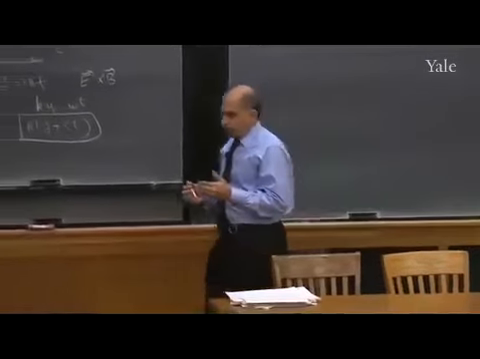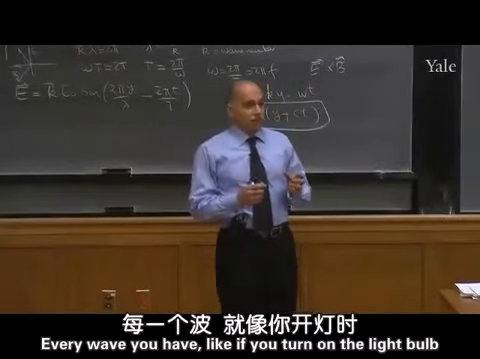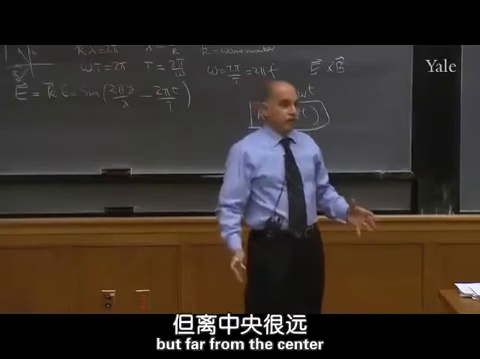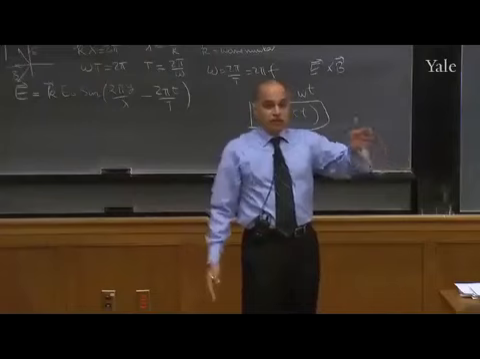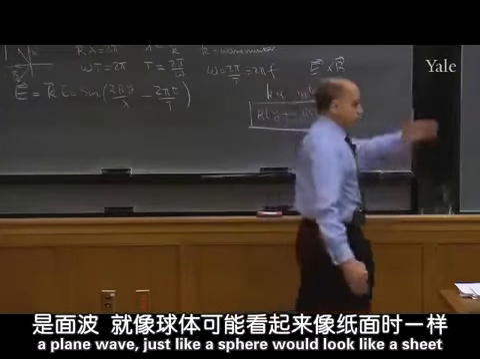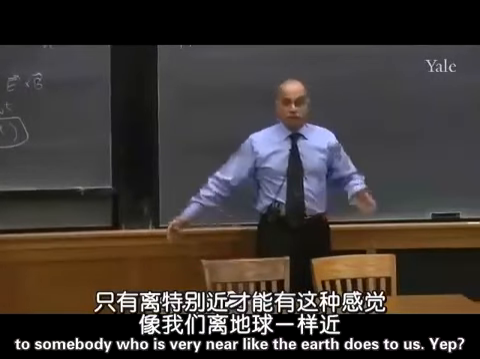Actually, I should amend myself. Plane waves are an idealization. Every wave you have, like if you turn on the light bulb, the waves go out spherically from the center. But far from the center, when the sphere is 10,000 miles in radius, if you're a little creature at the end, it will look like a plane wave. Just like a sphere will look like a sheet to somebody who's very near, like the Earth does to us.